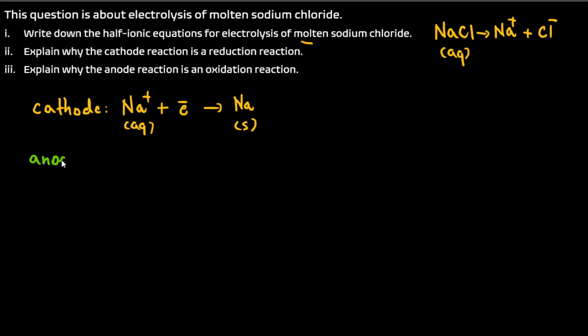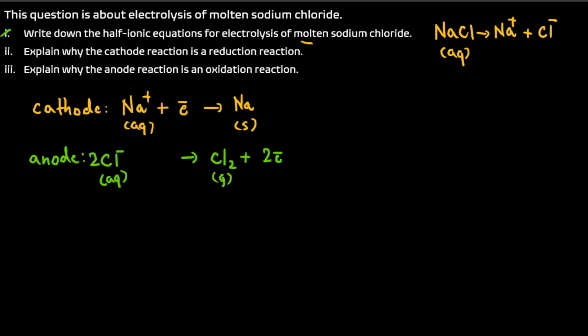But your charges are not balanced yet, so we will add one electron on the left side. For the anode reaction, we are left with Cl-, so your negative ions or Cl- ions will be attracted towards the positive electrode, which is the anode. Cl- will be oxidized to Cl2 gas. But remember, you need to balance your number of atoms. So we need to multiply this with 2. And since the charges are not balanced yet, I'm going to add 2 electrons on the right side. So this is how you score full marks for writing down the half-ionic equation.